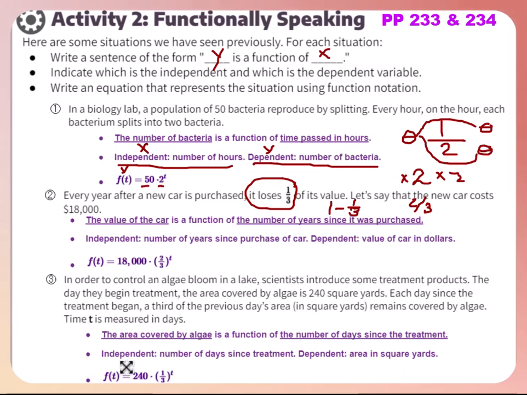So we write that function f of t equals the initial amount, 240, times, and this time we've got to read it carefully. It said 1/3 remains. Not 1/3 is taken away, but 1/3 remains. So 1/3 raised to the power of t.